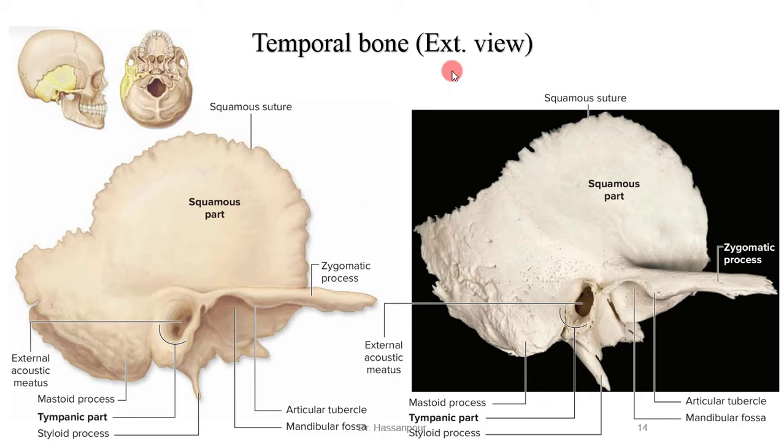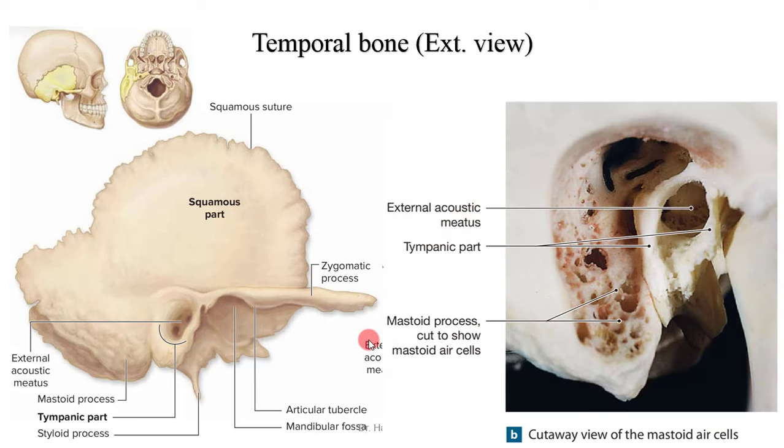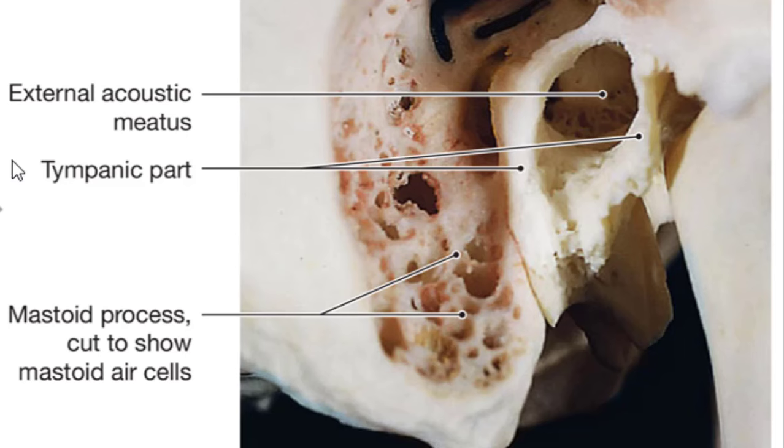Externally, the prominent bulge on the inferior surface of the temporal bone is the mastoid process, an anchoring site for muscles that move the neck. Rather than being solid bone, it's filled with many small interconnected air cells called mastoid air cells that communicate with the middle ear.